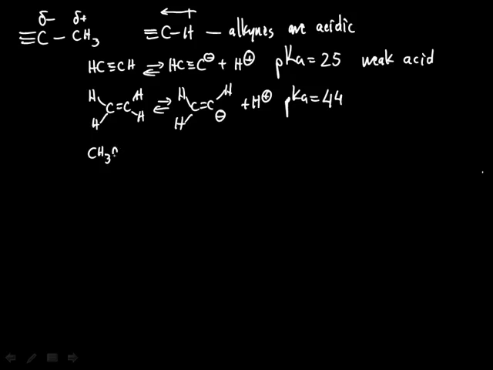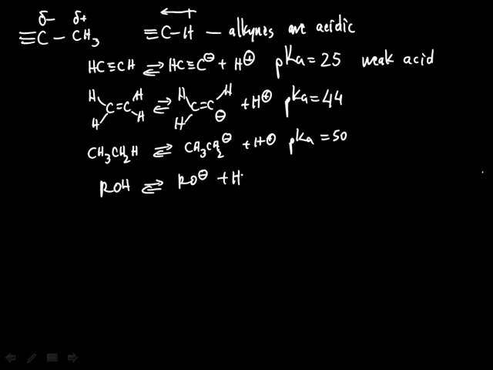And it gets even worse with alkanes, because ethane has a pKa of about 50. So it is 10 to the 25th times weaker acid than an alkyne. Of course, just because alkynes are stronger acids than alkanes and alkenes doesn't mean that they're really strong acids. If we compare this to an alcohol or water for that matter, we'll see that the alcohols are much more acidic, with pKa's of about 16 to 18.